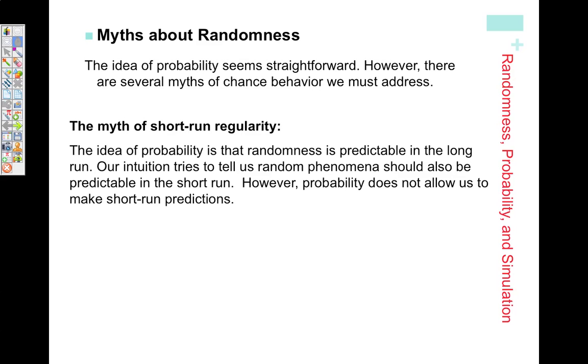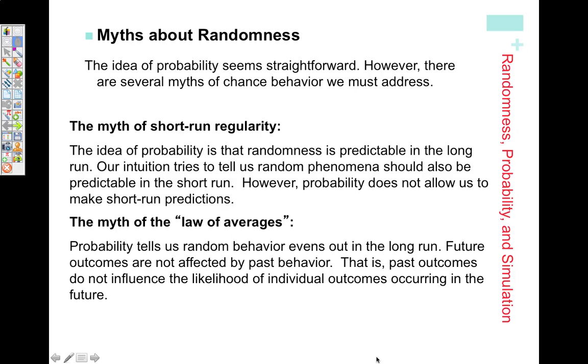So this is really looking at the myth of short run regularity. Our intuition tries to tell us that random phenomena should also be predictable on the short run. I lost twice, I'm due to win. It's called the gambler's fallacy sometimes. Or I'm winning a lot, I'm on a run, I'm on a streak, I'm going to keep going. Well, no, that next one doesn't have anything to do with the one that you just did. Or you're shooting baskets in a basketball game. Somebody makes five shots in a row. Studies have been done to show that that sixth shot has nothing to do with the previous five. In the long run, their shooting percentage is going to be the same. So the idea of getting hot or being lucky in the short run doesn't hold much mathematical weight.